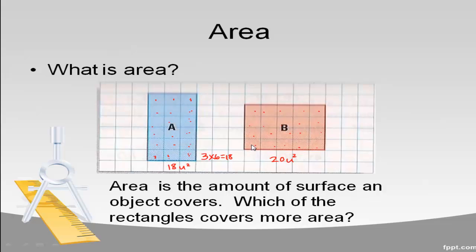Same thing goes for this one. 1, 2, 3, 4, 5 squares across. 1, 2, 3, 4 squares going up. So 5 times 4, which is 20 square units. Okay, so you can already see that we have a shortcut to finding area that doesn't require you to count each and every one of the squares. We just simply multiply the base times the height.